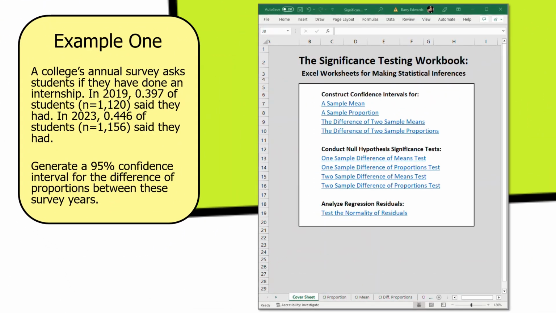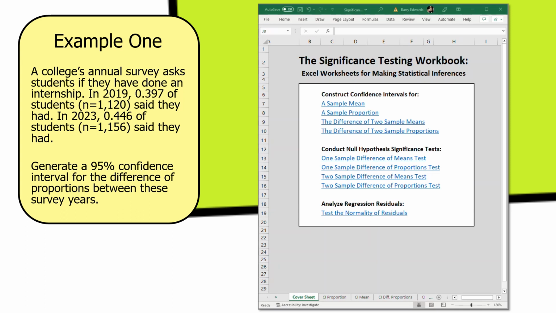This example reads, a college's annual survey asks students if they have done an internship. In 2019, 0.397 of students and 1,120 said they had. In 2023, 0.446 of students and 1,156 said they had. Generate a 95% confidence interval for the difference of proportions between these survey years. So it looks like the proportion of students doing an internship has gone up from 2019 to 2023, and we are going to generate a confidence interval of the difference between those sample proportions.